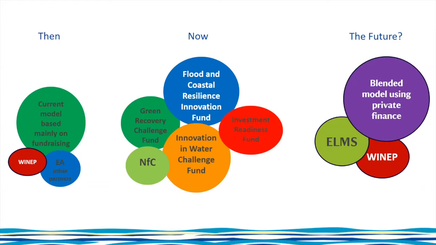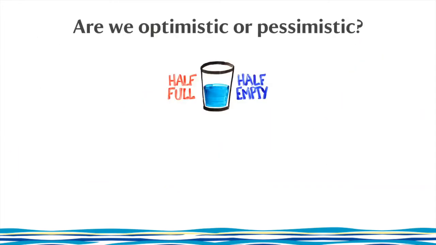I can't stress that enough, that actually the business as usual and continuing with the trajectory that we have now will not get us to the place that we need to be. So there needs to be a new model. So are we optimistic or are we pessimistic on this? What has to change? And I think something does have to change.